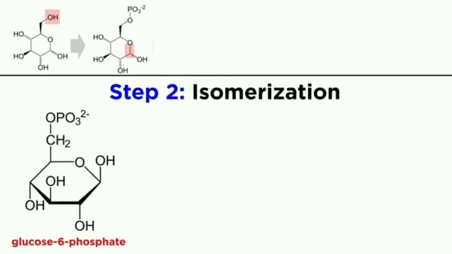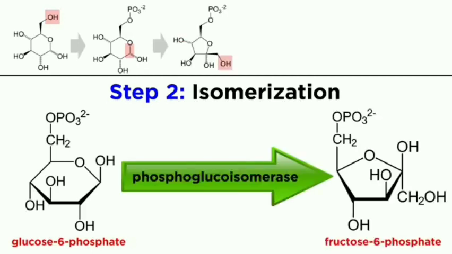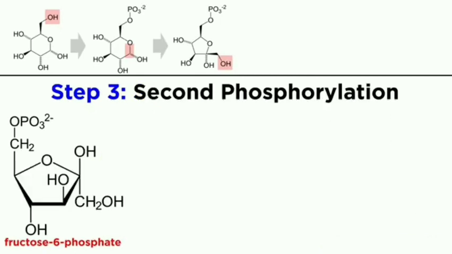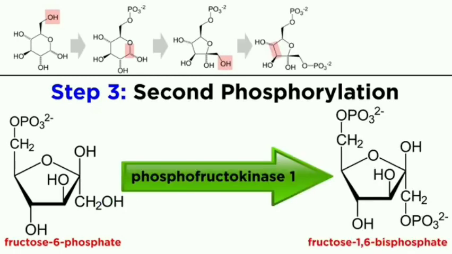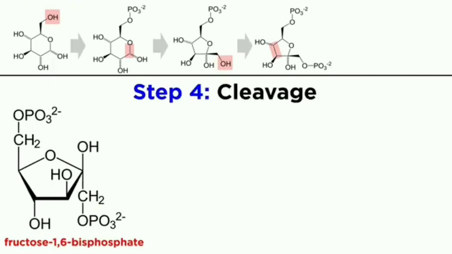Next, glucose 6-phosphate isomerizes to become fructose 6-phosphate, a process which is catalyzed by phosphoglucose isomerase. After that is another phosphorylation, this time on the carbon 1 hydroxyl, which gives us fructose 1,6-bisphosphate. This step is catalyzed by phosphofructokinase 1, and it will cost another ATP. Now, this molecule is ready to be cleaved into 2 smaller ones.